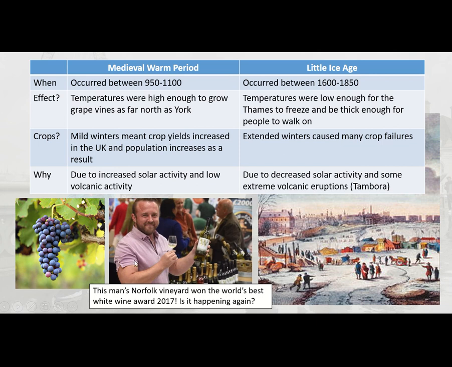And we are actually seeing a pattern or a trend of that happening now, because even in Norfolk, which I know is not as far north as York, they've actually recently, in 2017, won the world's best white wine for its category from a vineyard just south of Norwich.